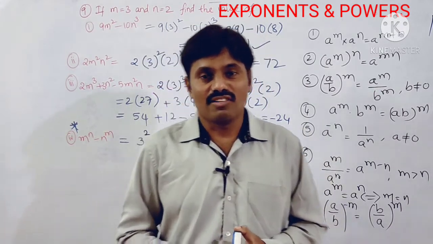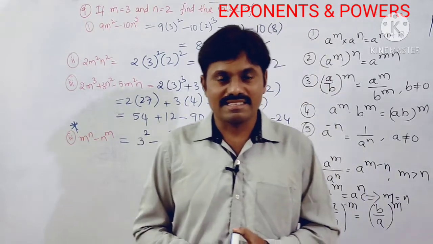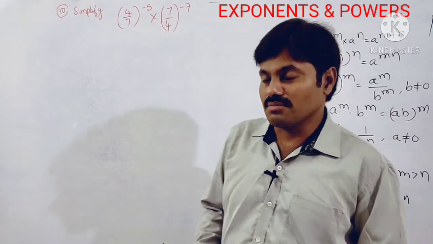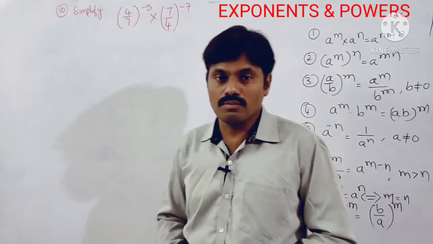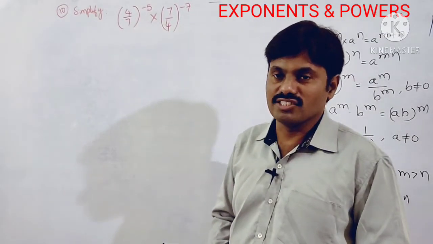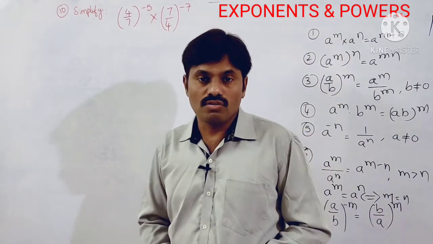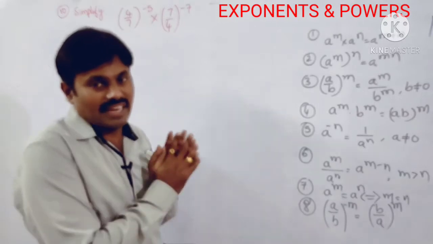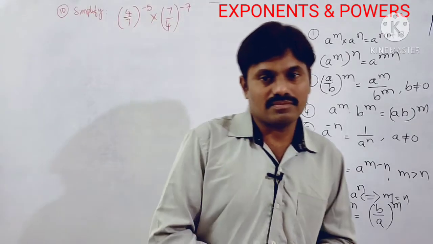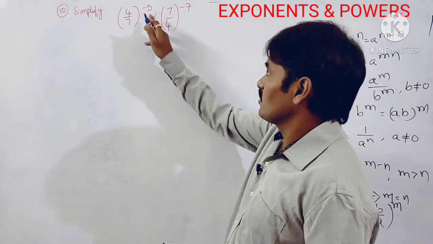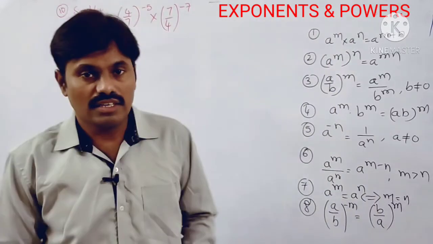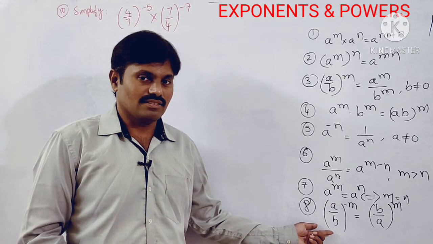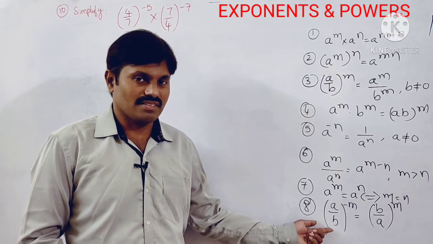Okay, beta. Now we are going to solve the last problem of this exercise, that is question number 10. What is question number 10? Simplify (4/7) whole to the power of minus 5 into (7/4) whole to the power of minus 7. So here also it has negative exponents. How to convert them into positive? By using the 8th law of exponents.